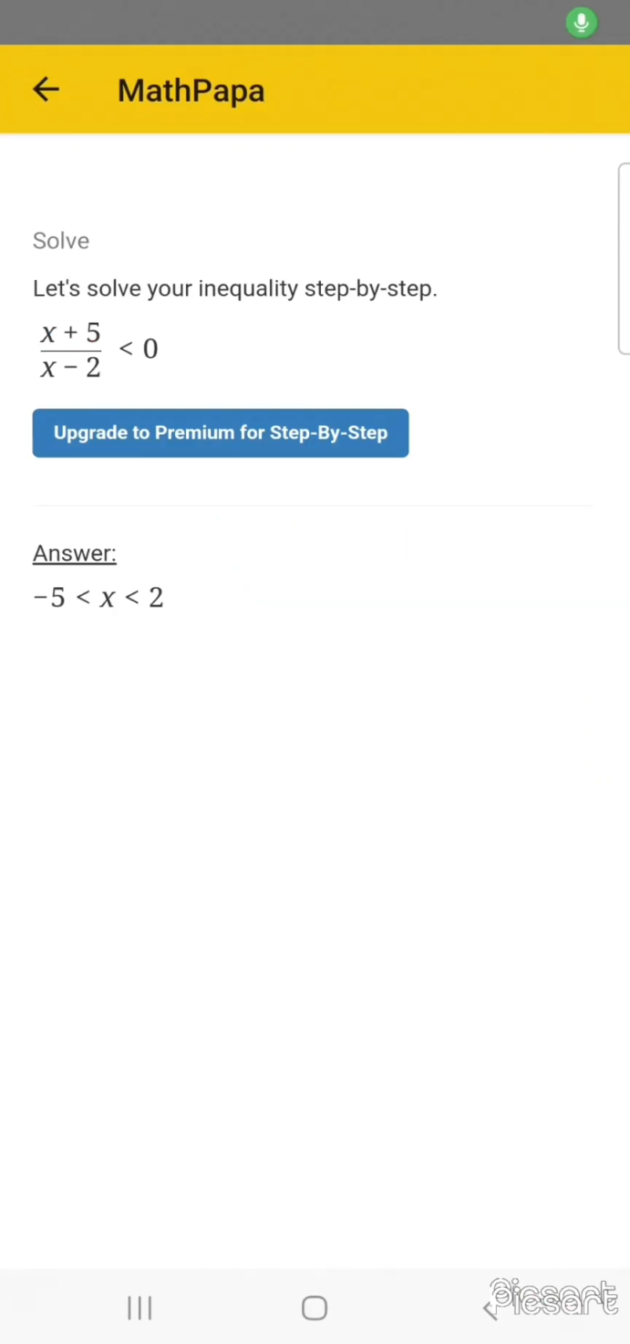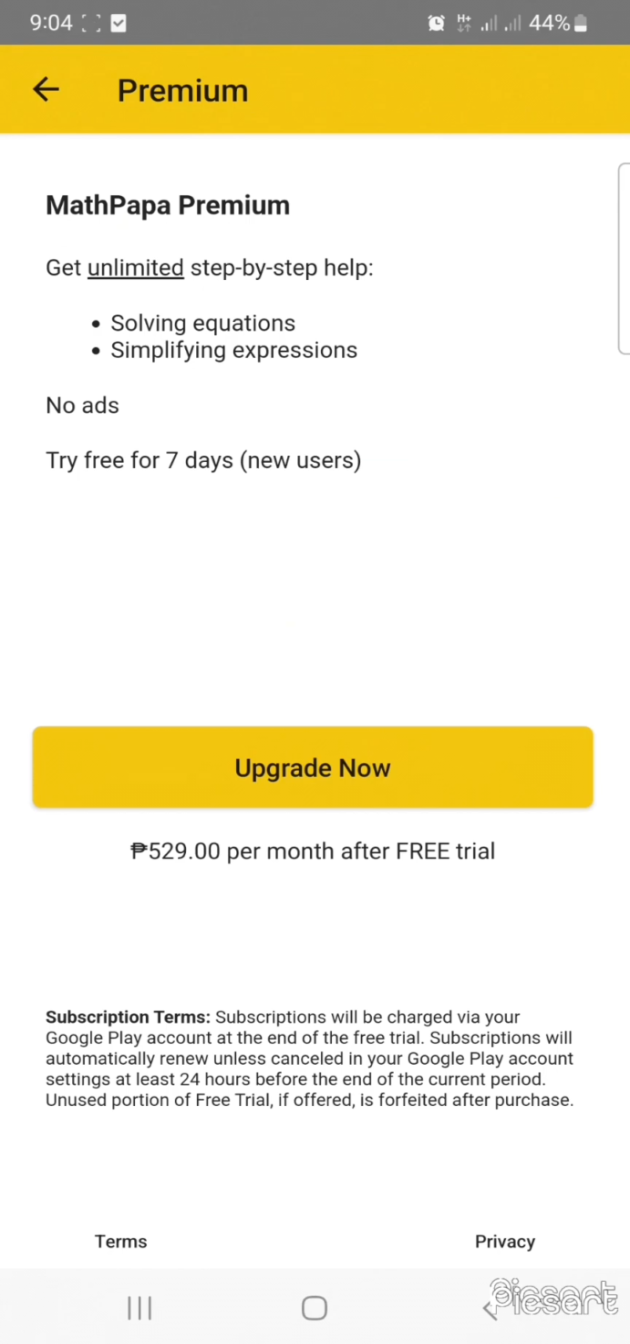If you want to enjoy the whole features of this app, you upgrade it to premium. Then you will have to pay 529 pesos per month after the free trial. That's all for this math application. Thank you for listening.